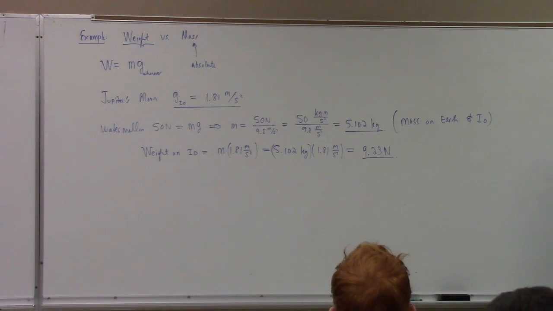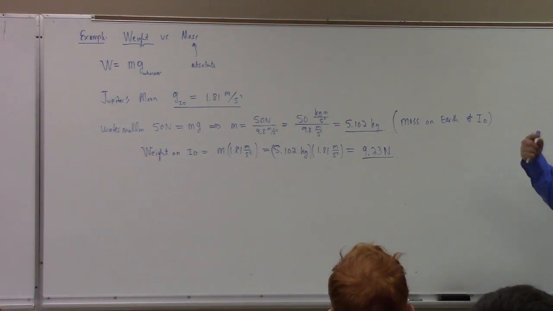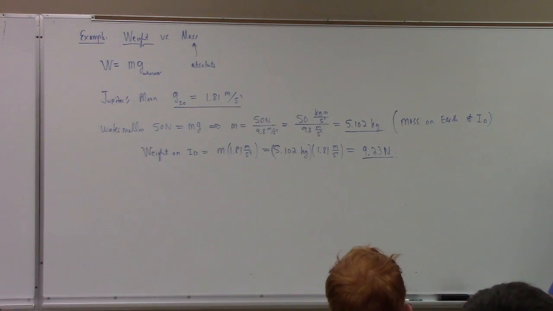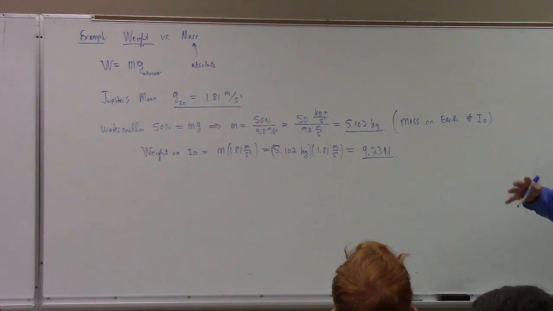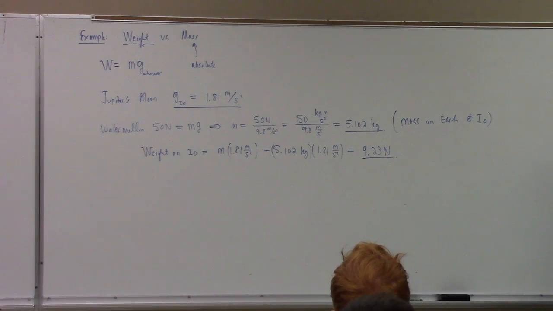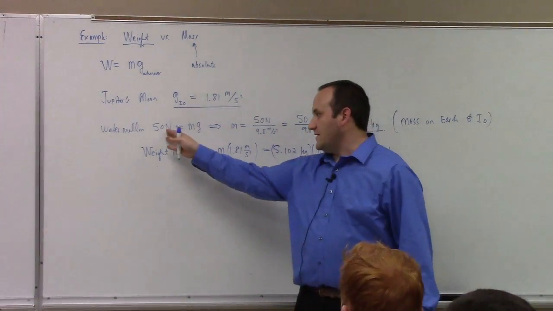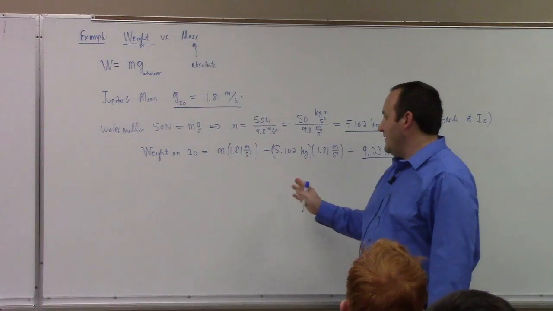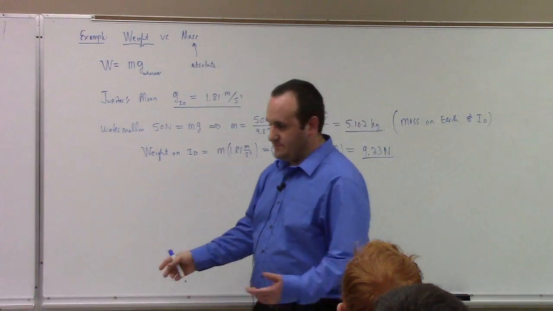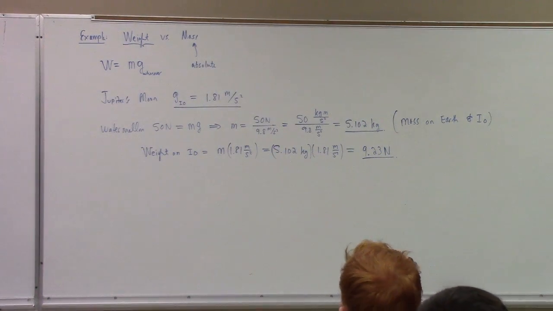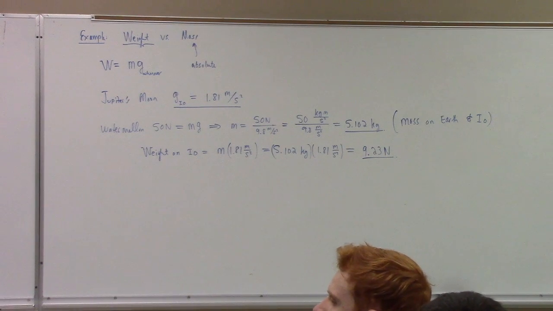Of course, it makes sense because the gravitational acceleration on Io is smaller. Because Io is smaller, so it doesn't have as much gravitational pull. You can also check that the ratio of 50 divided by 9.3 is the same as 9.8 divided by 1.8, right? So you could think about these things in terms of proportions as well if you wanted to.